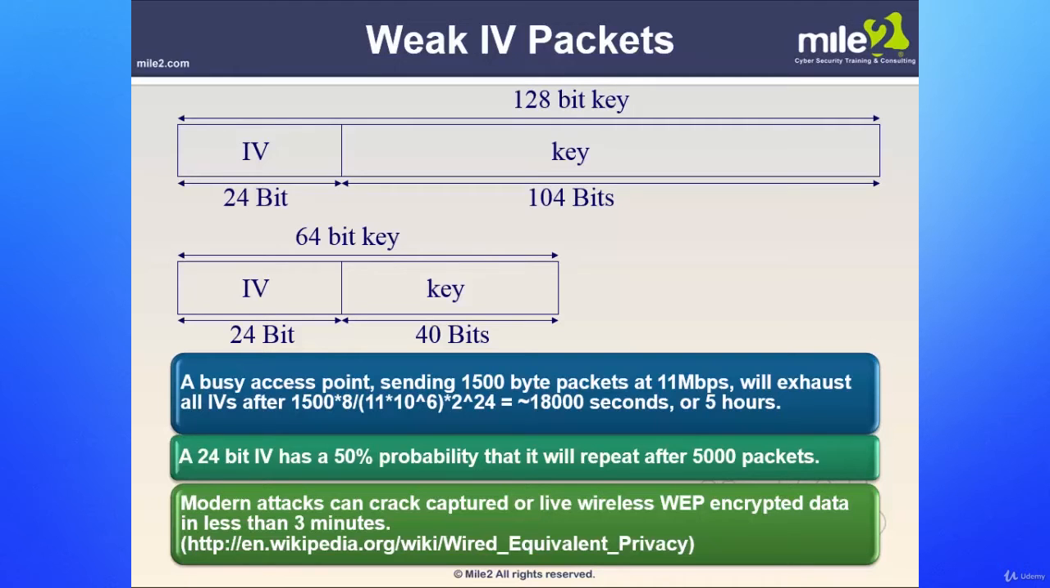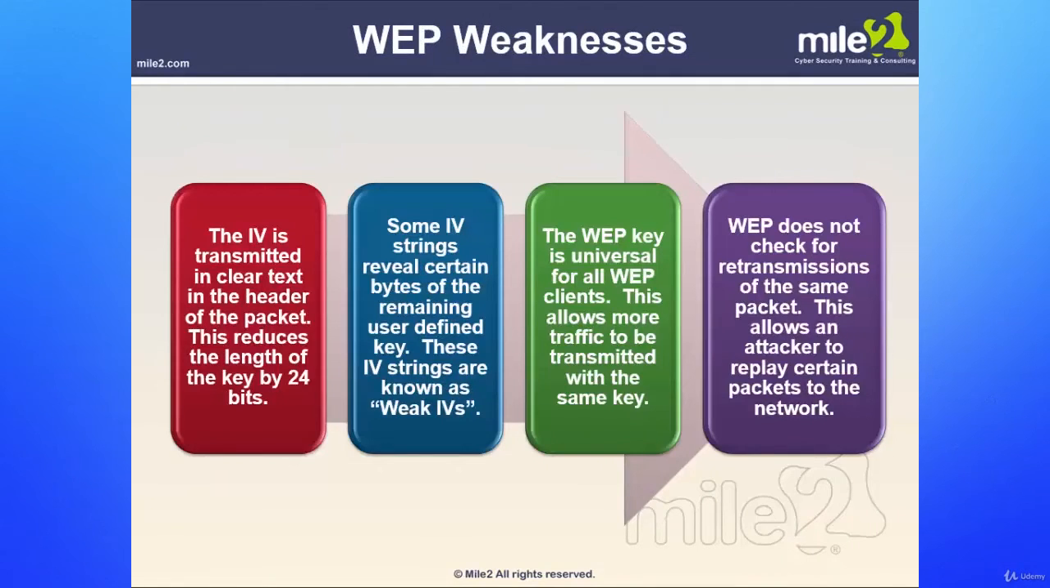Hopefully you're not using WEP, and hopefully WEP is not used within the organization that you're with, because it is definitely not very secure anymore at all. Now, some of the weaknesses: the IVs are transmitted in clear text in the header of the packet, which reduces the length of the overall key by 24 bits. Some of the IV strings reveal certain bytes of the remaining user key. These IV strings are also known as weak IVs.